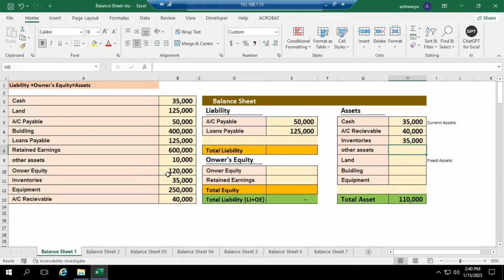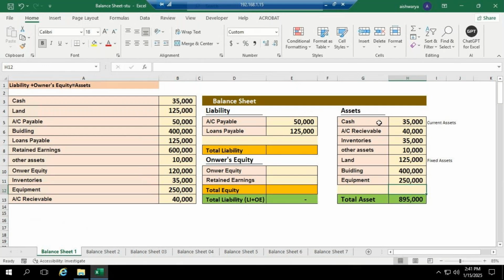Then other assets. How much is other assets? 10,000. So is equal to 10,000, and then press enter. Then land. How much is the land? 1,25,000. Correct, and then press enter. Now building. Building is 4 lakhs. Select the cell and press enter. Now equipment is 2,50,000, and then press enter.